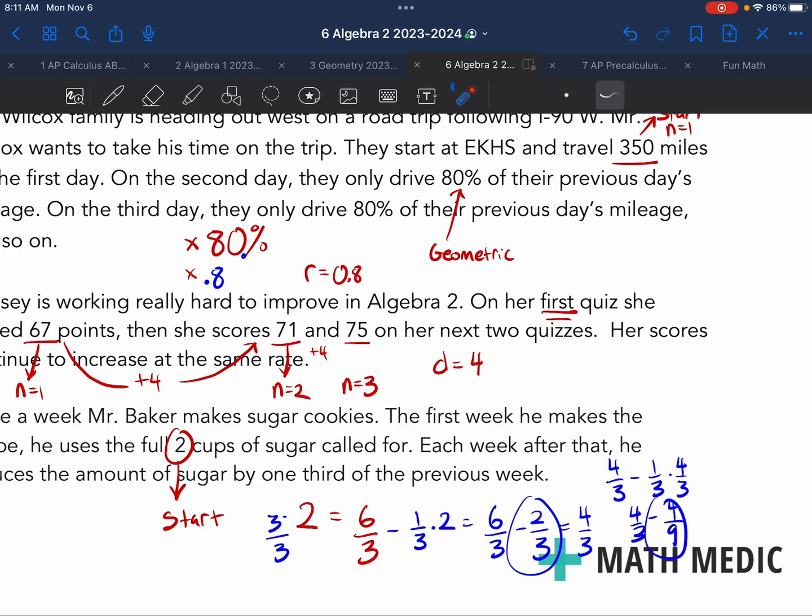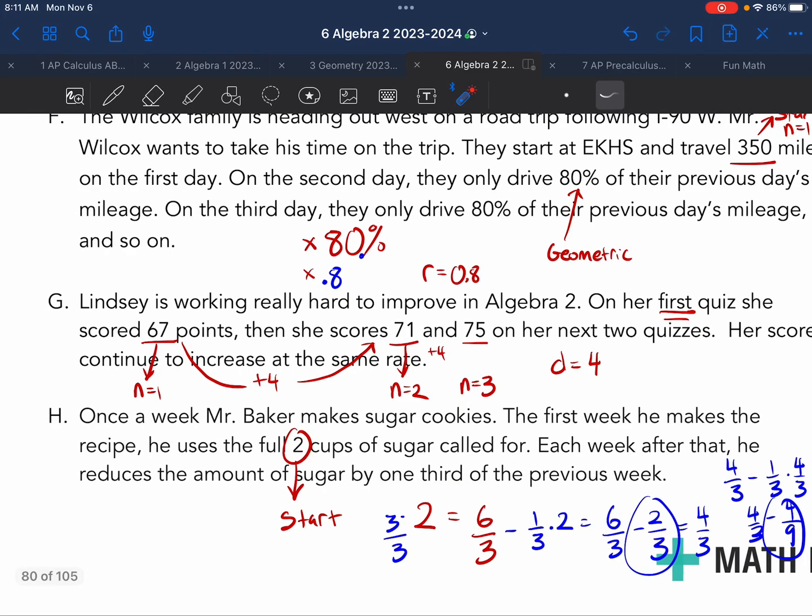And where did you get 4/9 from? 1 times 4 is 4, 3 times 3 is 9. This is 4/9. I went down by 2/3 in the first week and down by 4/9 in the second week. Does that look like a common difference? Am I subtracting the same amount over and over? And the answer is no, and it's because this is geometric. So I've proven to us all now, this is geometric, and we're going down by 1/3.